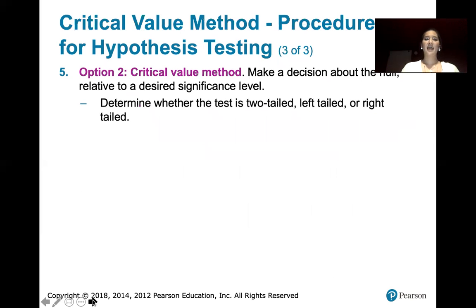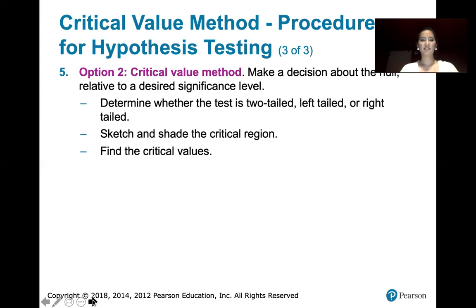Now we still have to determine whether that test is two-tailed, left-tailed, or right-tailed. Once we know, we want to sketch that distribution, that sampling distribution of the sample proportions, and then we want to shade that critical region. So you can do that with the sampling distribution of the sample proportions, or you can do that with the converted standard normal distribution. And then we want to find the critical values.